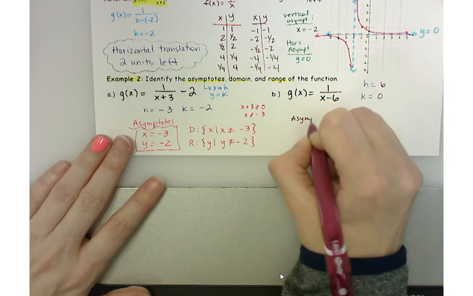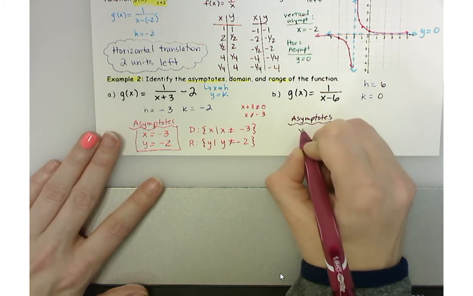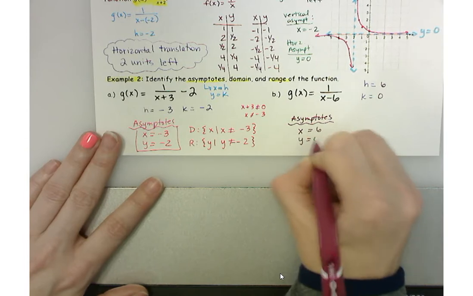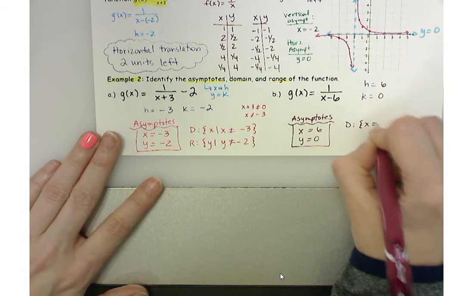Okay, and then let's check to make sure you guys have that correctly. So x such that x cannot be 6, y such that y cannot be 0. And then let's look and see how our graphs are going to look in relation.